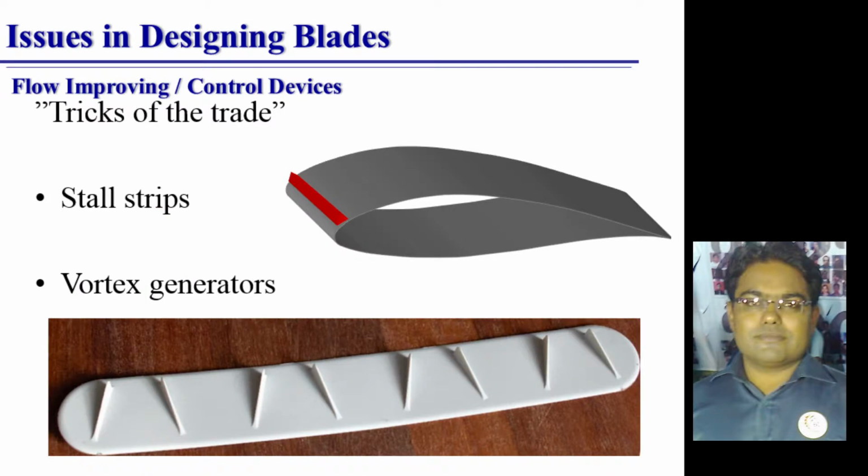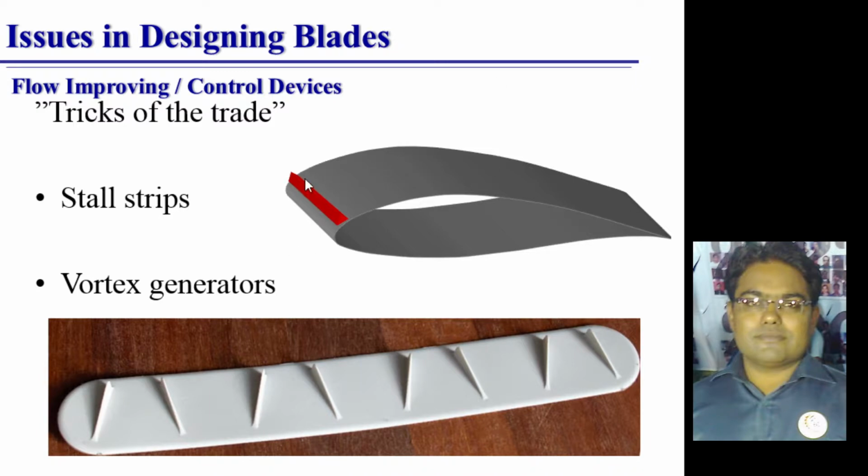So issues, particularly how to improve the flow control devices. That means how to avoid the unnecessary early stalling on the airfoil. So for that, various kinds of stall delaying mechanisms are there. Some sort of additional protrusion can be made on the top surface of the airfoil. Right, that is called stall strip.